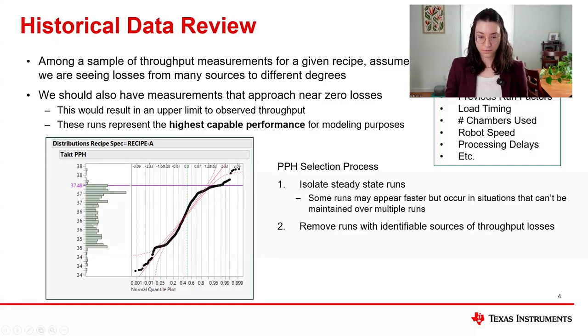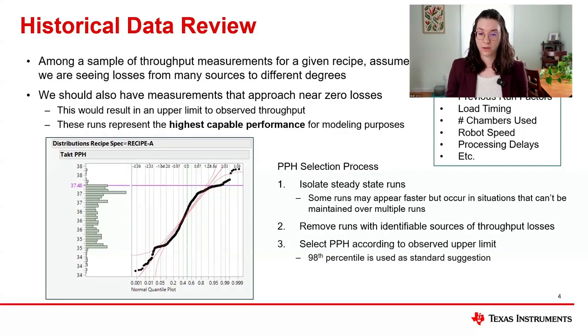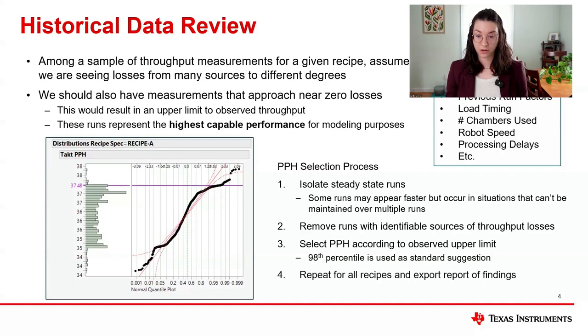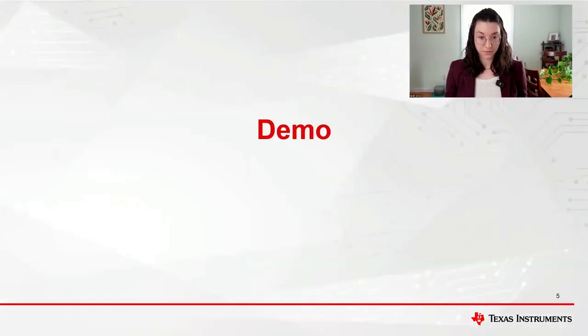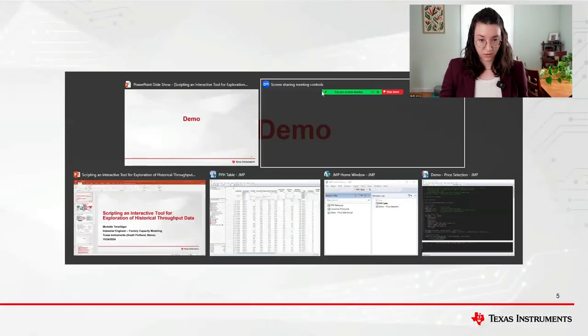We want to select a pph value for the model according to that observed upper limit. We tend to use 98th percentile as a suggestion, but there's obviously wiggle room there. And then we repeat this for all recipes and export a report of the findings. So I'm going to move into a demo.